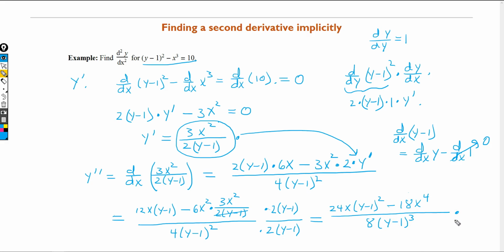All right. Well, that was a lot of work and just a lot of algebra, but that is how you take the second derivative using implicit differentiation. All right, and so that is all that we have to cover for implicit differentiation in this lesson.